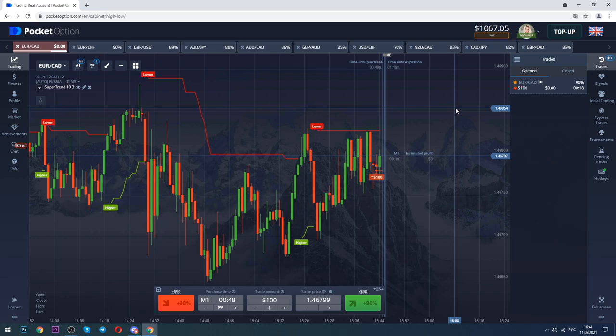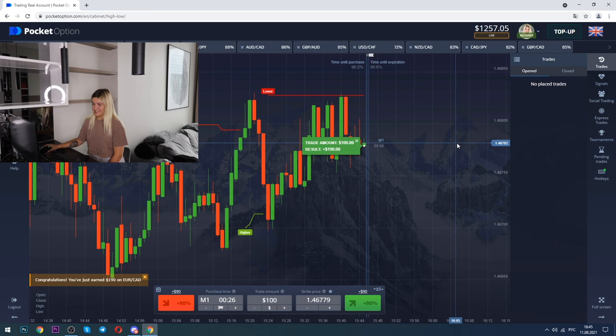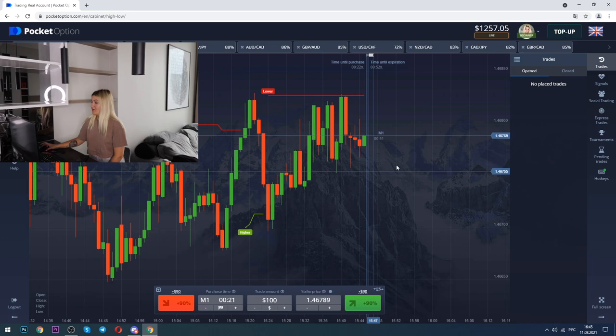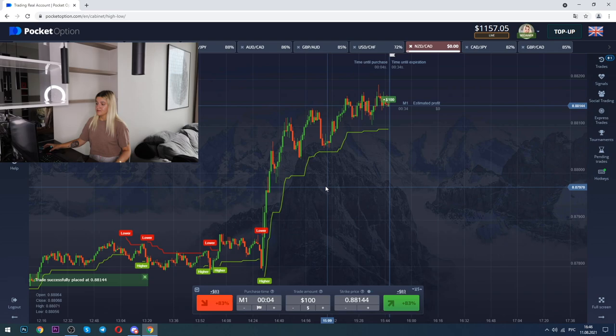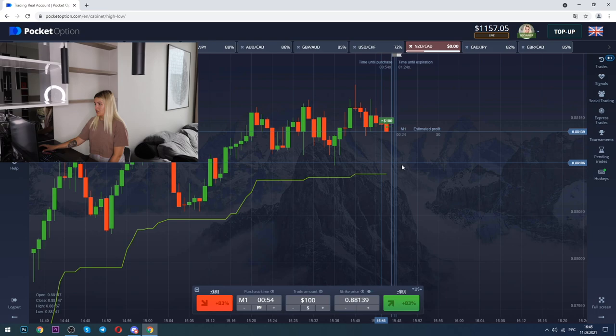Well, guys, it was a really nervous trade, but in the last seconds it became profit, really good. And I think let's make some more trades. Okay, well, let's make a call option right here. So the same situation, for a long time the graph is going upper and upper, and let's wait for the end of our trade.